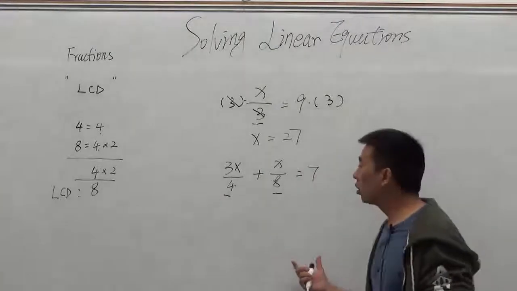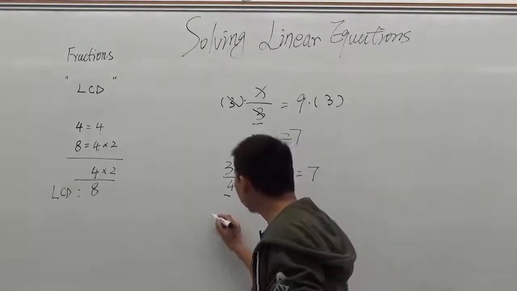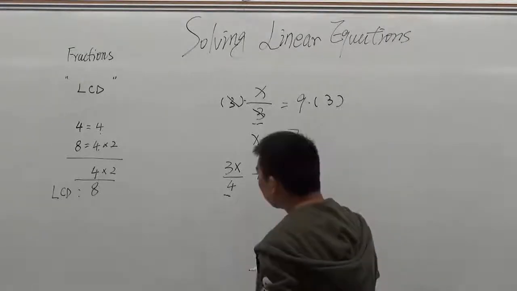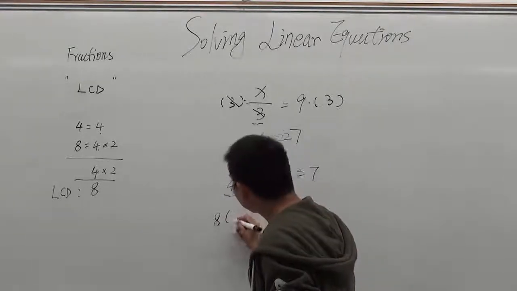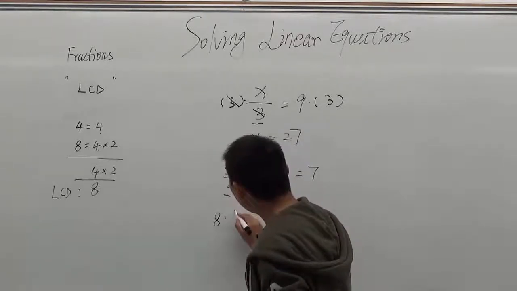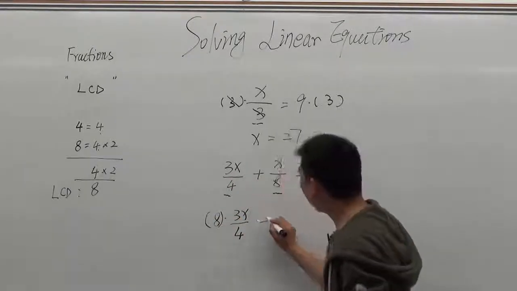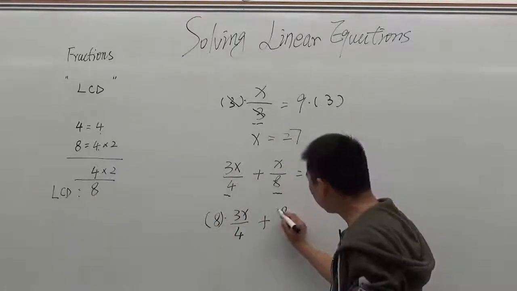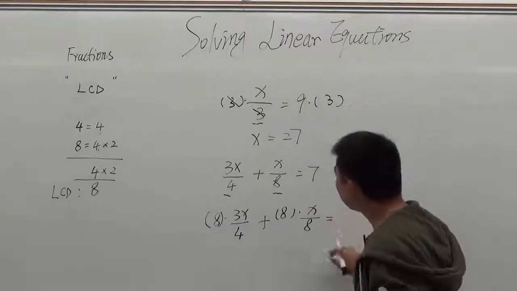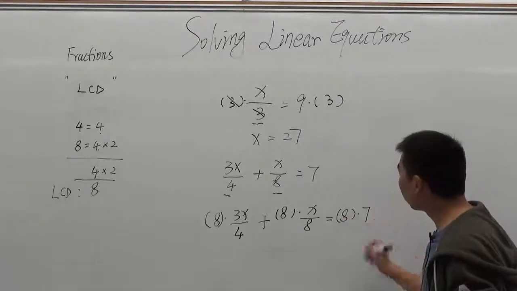After you find the LCD, we need to multiply the LCD on both sides. We can multiply by 8. Remember, when you multiply by the LCD, you need to multiply each term. So for each term, we have 8 times 3x over 4, plus 8 times x over 8, then equals, for both sides, so you need to write down 8 times 7.